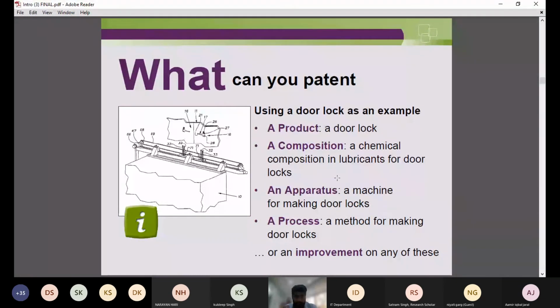Third is a machine for making door locks. So instead of inventing the door lock, you have invented a machine to make a door lock, right? Then that machine can also be secured under patent rights.